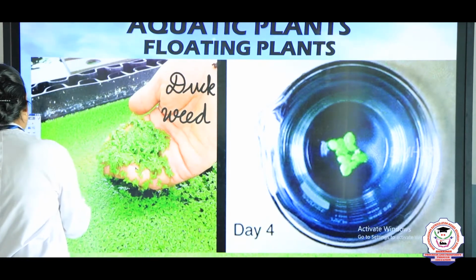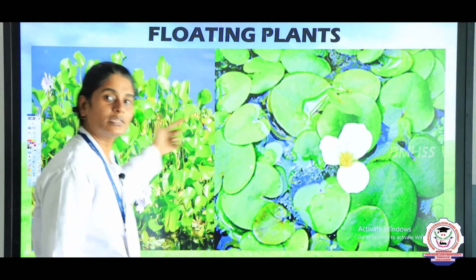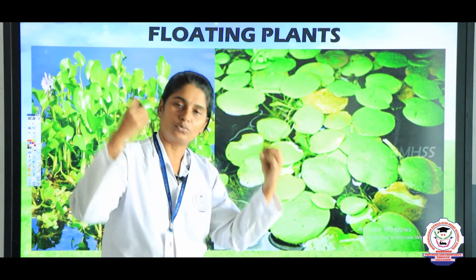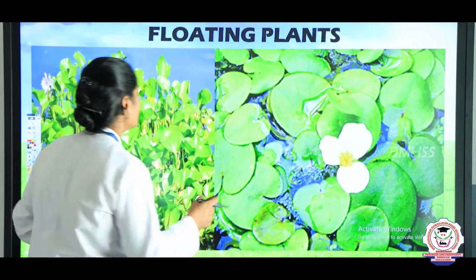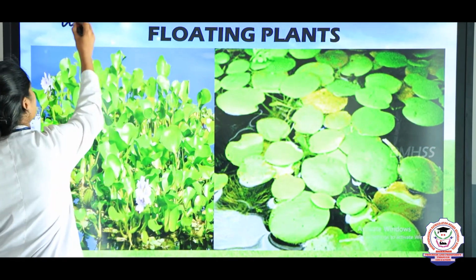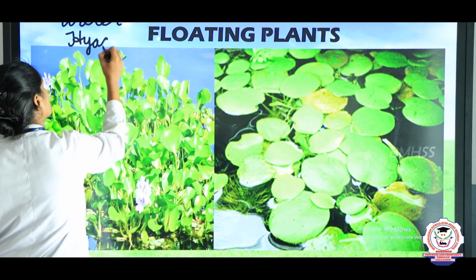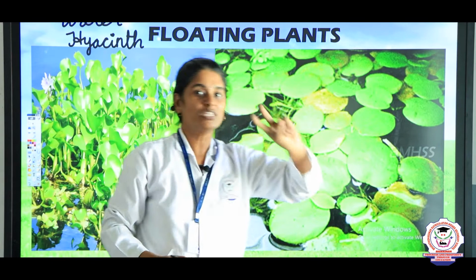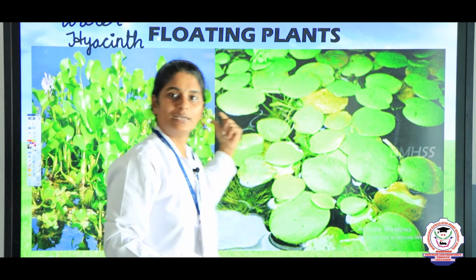The next example is water hyacinth. In water hyacinth also we can see that the plants float on the water. Even the roots and the parts of these plants completely float on the water. Water hyacinth is an example of a floating plant. So, we saw 2 plants under floating plants. What are they? Duckweed and water hyacinth.